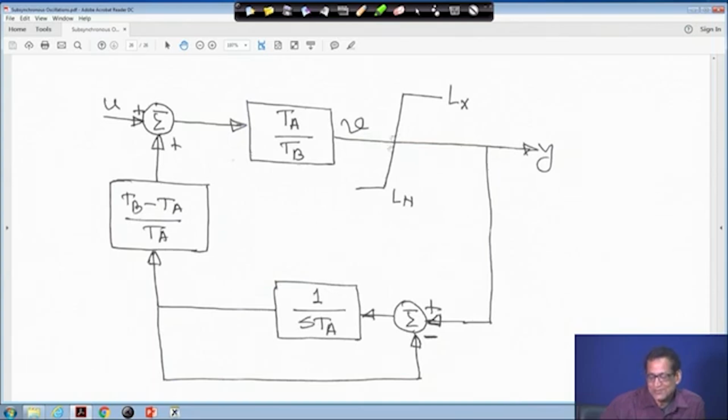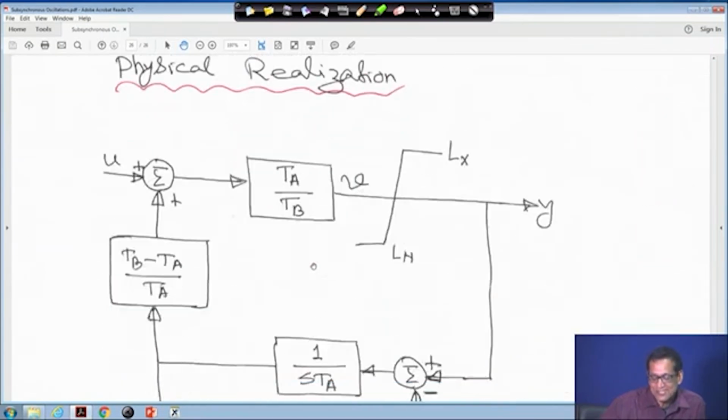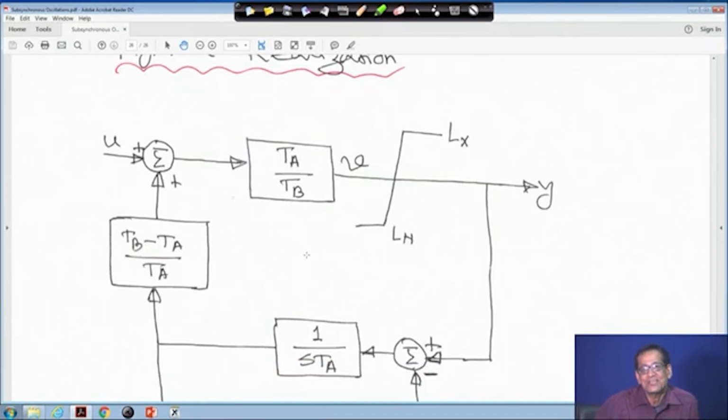So, only this part you have to take care of, and here it is u, and whatever feedback is going here. So, it is like Windup limits, this is Lx and Ln. You try it yourself. From there you can make it electronically. If you want to realize this electronically, you have to design this way.